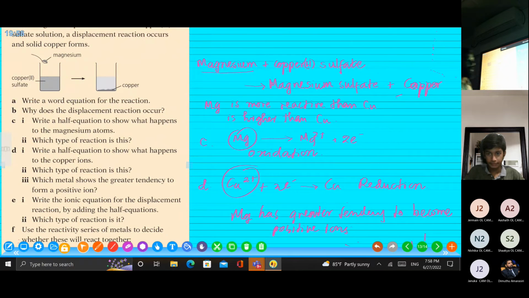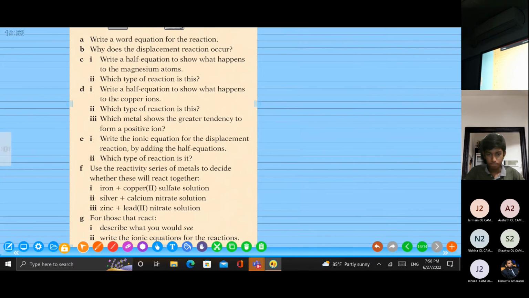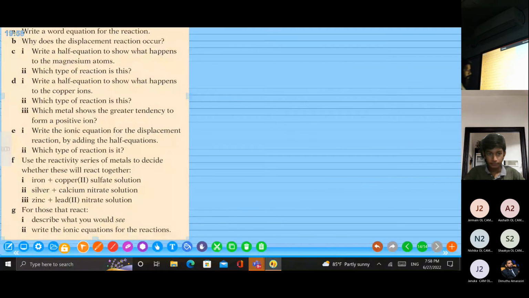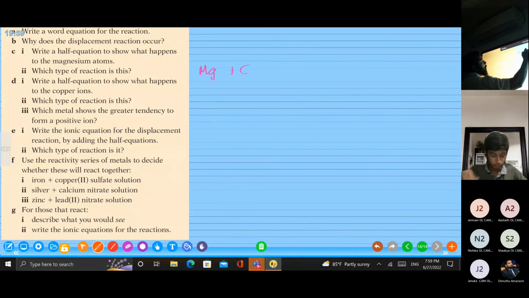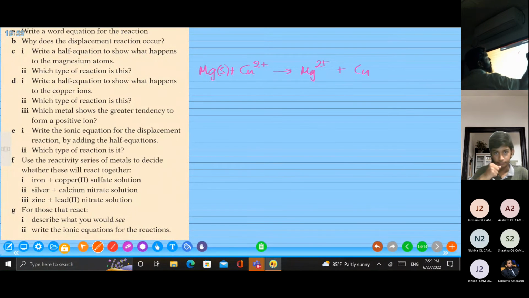All right, so let's go to the next one. We were on question E: write the ionic equation for the displacement reaction. You put magnesium into copper ions, and that gives you magnesium ions and copper. You can even put the physical states: magnesium solid plus copper 2 plus, and then the magnesium becomes an aqueous solution and copper becomes the solid.